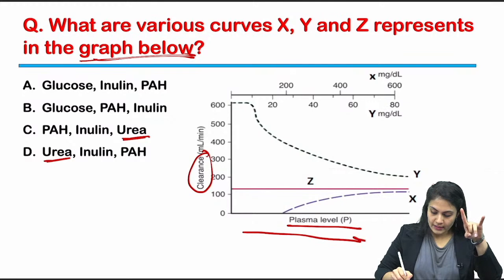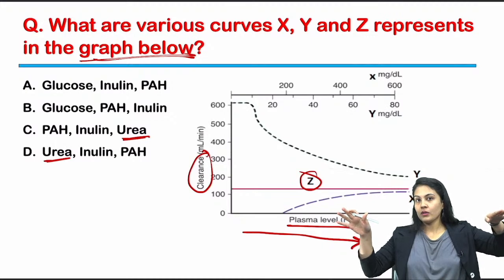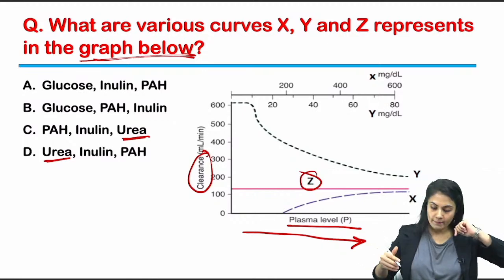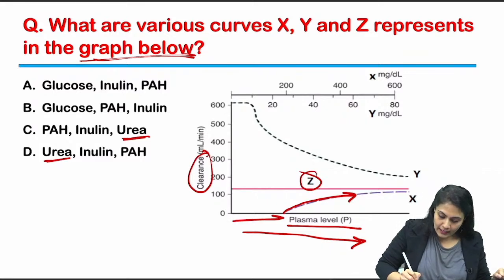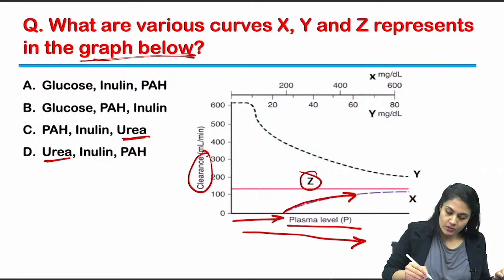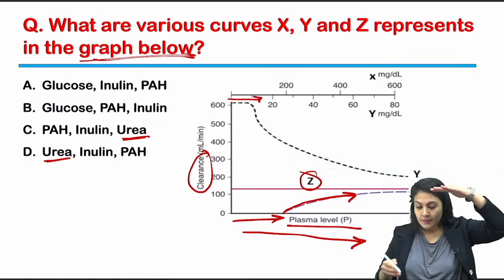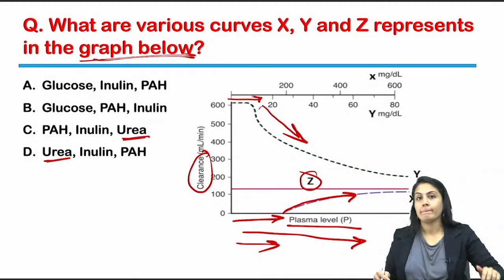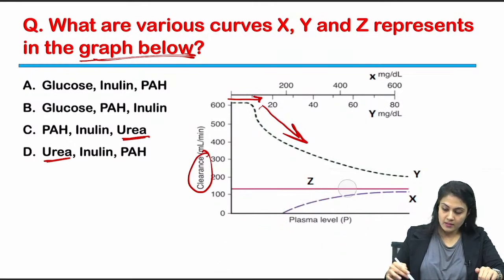As the plasma level is increasing, there is one substance, that is Z, which is having no effect. No matter how much the plasma concentration is, the clearance is constant. Okay. Over here, there is substance X which is increasing after some time. And there is one substance which is Y, which has the highest clearance at low plasma concentration. But as the plasma concentration is increasing, its clearance is actually decreasing. Fall in clearance. So what substances are these? Yes, please answer.